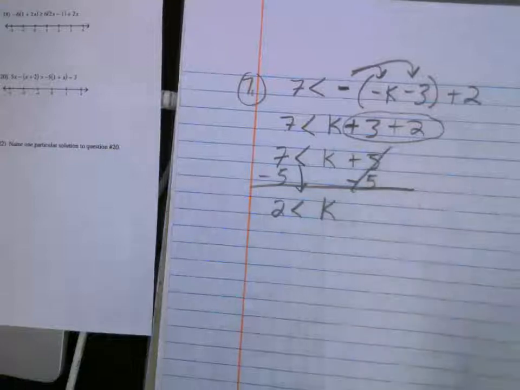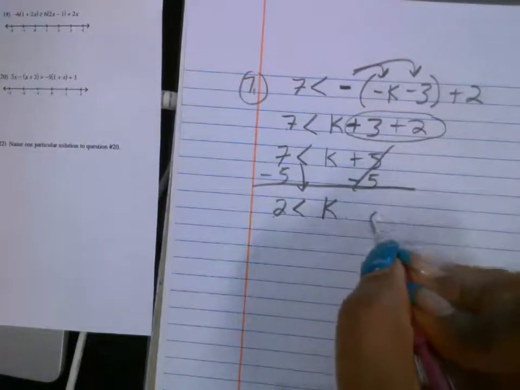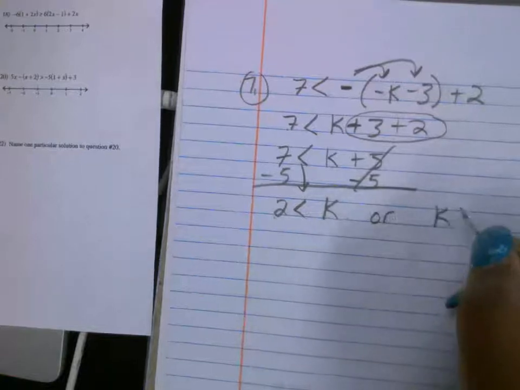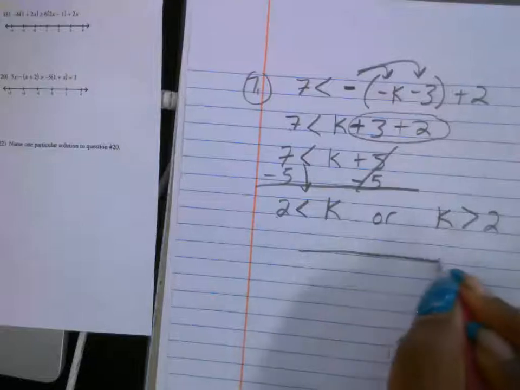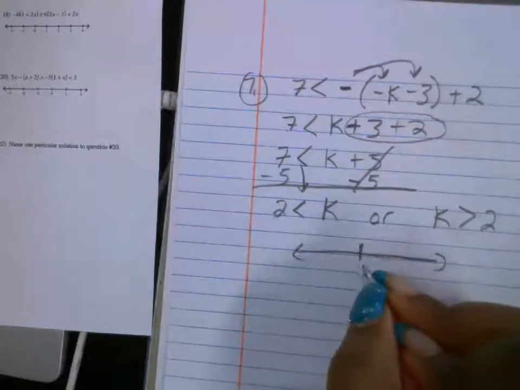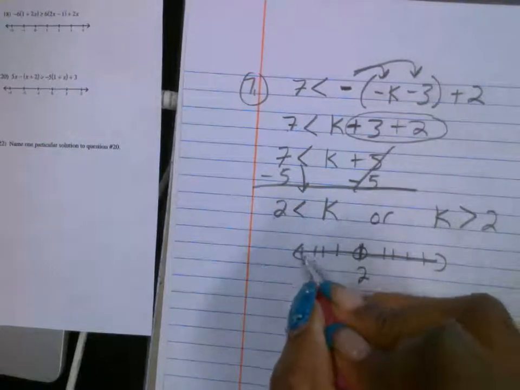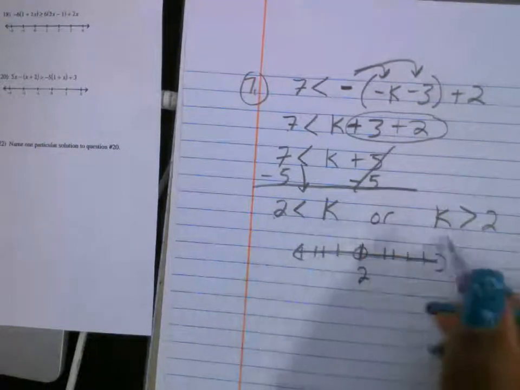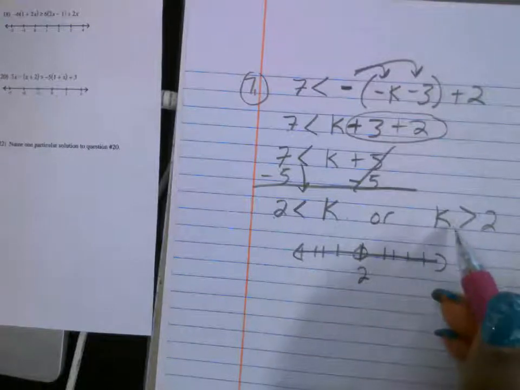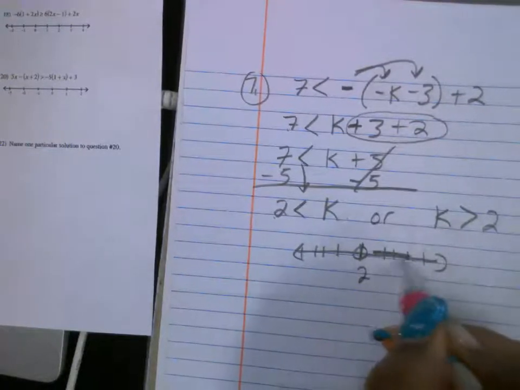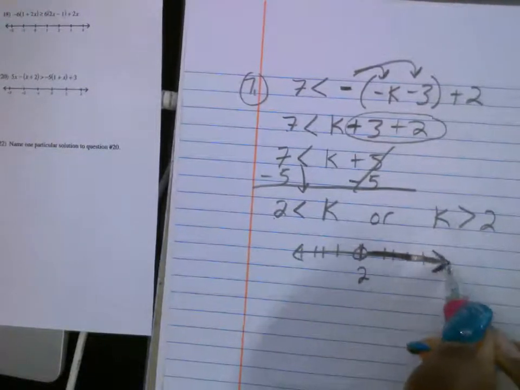K is left. All right, so you have 2 is less than k, which is the same as saying k has to be greater than 2. So when you graph it, 2 is here with a circle above it. Put a couple numbers on this side, a couple numbers on this side. There's no equal to, so leave this open. The values for k have to be greater than 2. So greater than is shading this way. Okay?